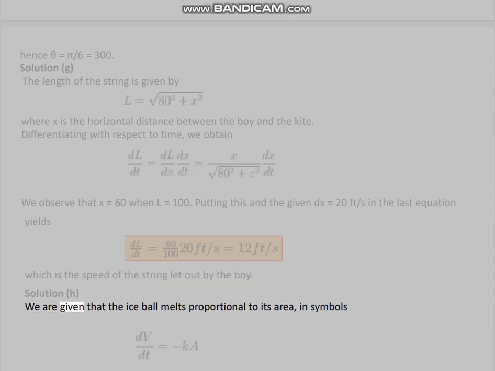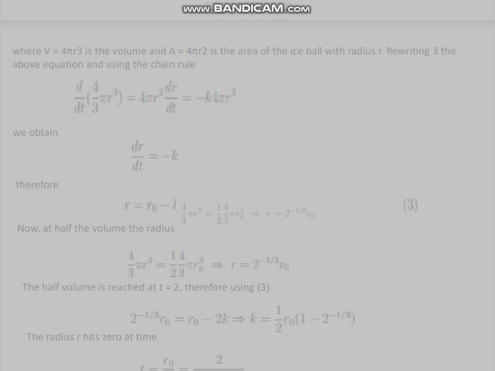Solution H. We are given that the ice ball melts proportional to its area, in symbols. mathhomeworksolver.com. Where V equals 4 pi r cubed over 3 is the volume and A equals 4 pi r squared is the area of the ice ball with radius r. Rewriting 3 the above equation, and using the chain rule.